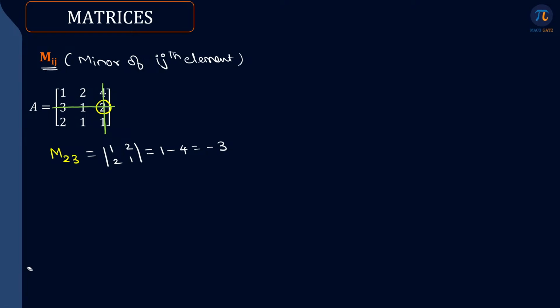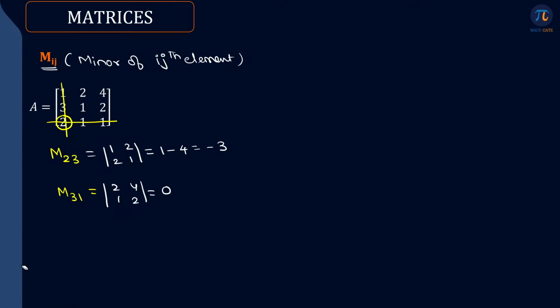Similarly, you want minor of any element. Suppose you want minor of, say, 3 1, third row, first column element. Remove the row and remove the column. Remaining submatrix determinant, that is 2 4 1 2, determinant is minor. So 4 minus 4, this is 0.